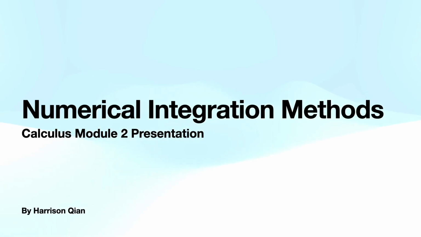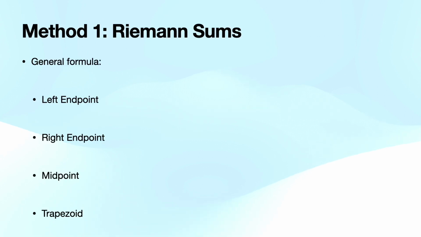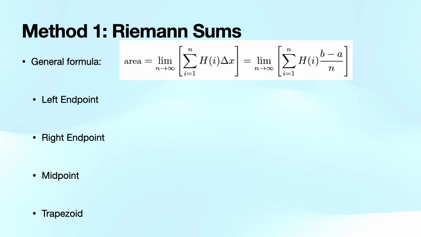This is Numerical Integration Methods, my Calculus Module 2 presentation. The first method is Riemann sums. Here's the expression for the area from a to b between a function f of x and the x-axis.